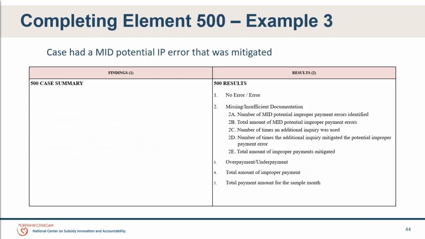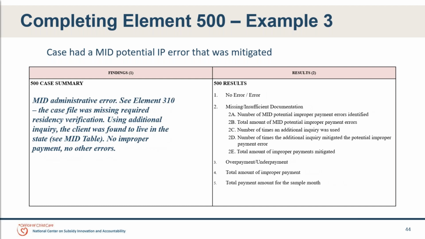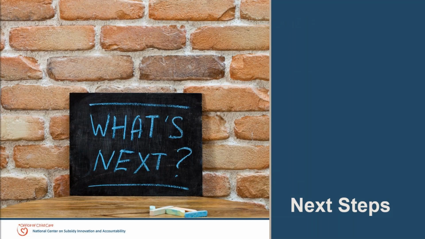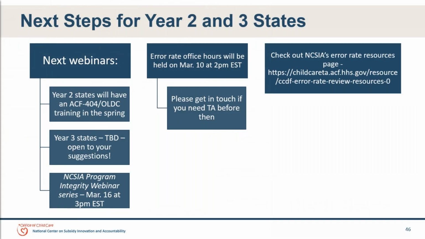I have one more example here, which I'll let you take a look at in your own time. And please let me know if you have any questions on it, if anything is unclear. Because I do want to take a moment to go over next steps for the year 2 and 3 states. So in the last minute, I want to quickly go over this. Our next webinar for year 2 states will be held sometime in the spring, probably in May. And it will be a training on completing the ACF 404, your state improper payments report.